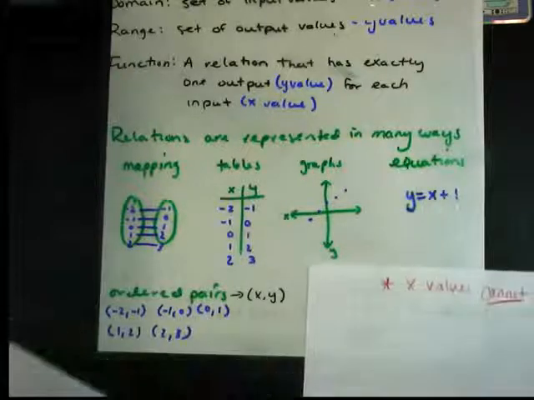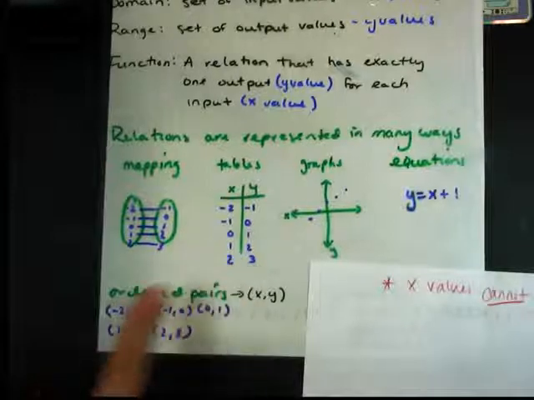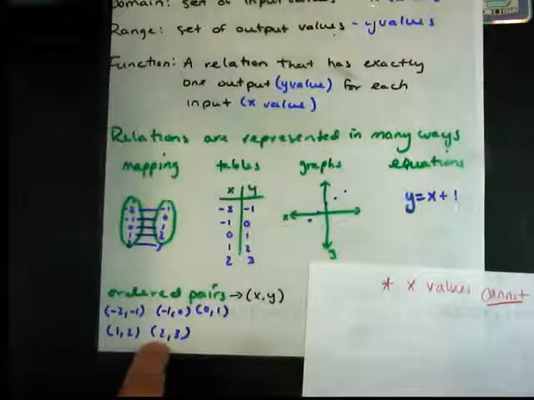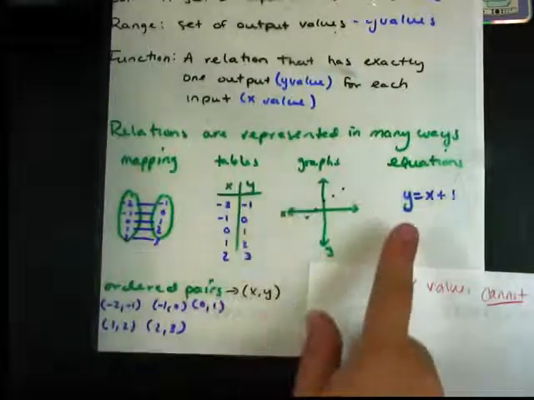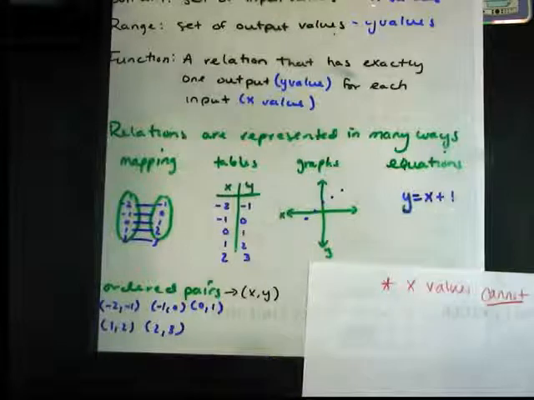We have ordered pairs. We can get our ordered pairs from the mapping. We can get them from the table. We can get them from our graph. When we plug things in to the equation, we can get our ordered pairs. And vice versa. The ordered pairs can give me the picture. The ordered pairs can give me the mapping. We need to be able to go in both directions of the information given.